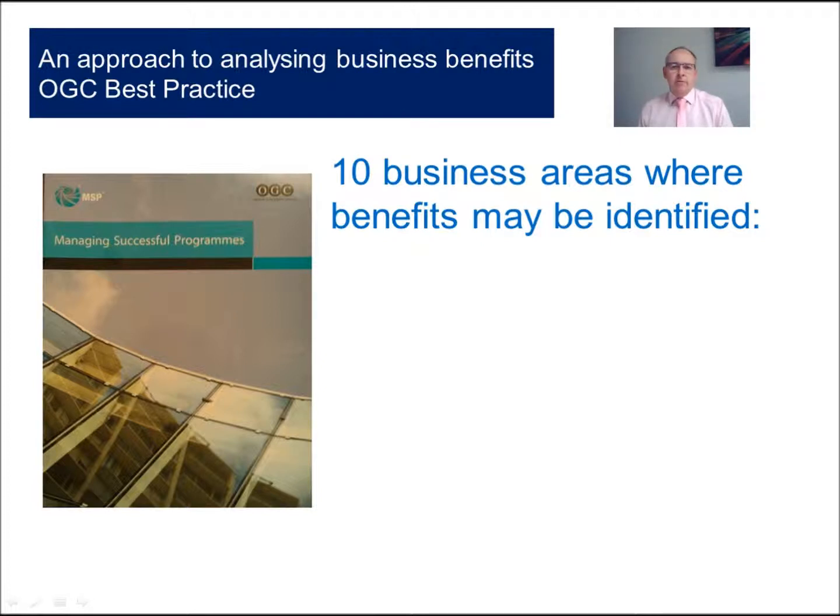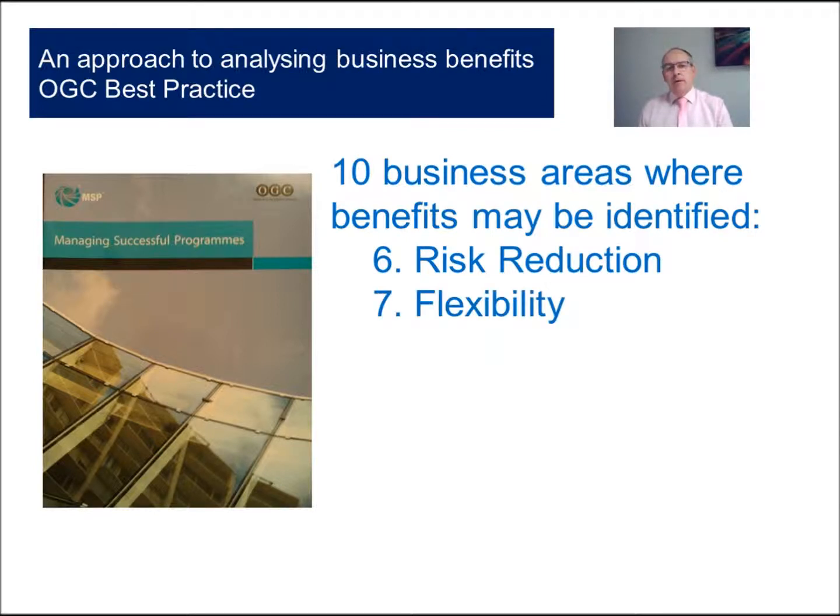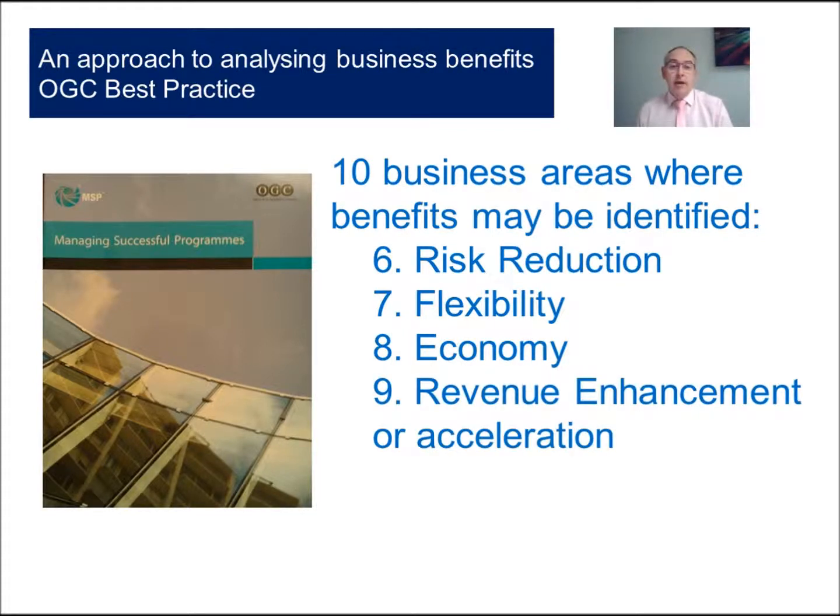The last 5 areas are: number 6, risk reduction. Does it help reduce the risk of doing business? Number 7, does it help us be flexible in the way that we work? Number 8, is it an economy saving? So this is a financial benefit, or does it contain cost? Number 9, does it help improve revenue? Perhaps it's a Salesforce automation system and it helps us accelerate the revenue coming into the business. Or number 10, perhaps it's strategic fit. It's something that helps us as a business and it fits in with an overall strategy.